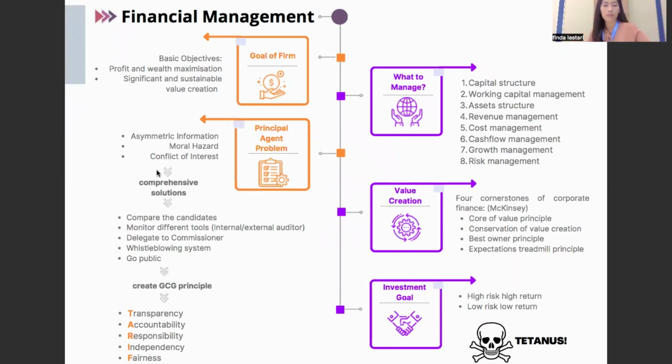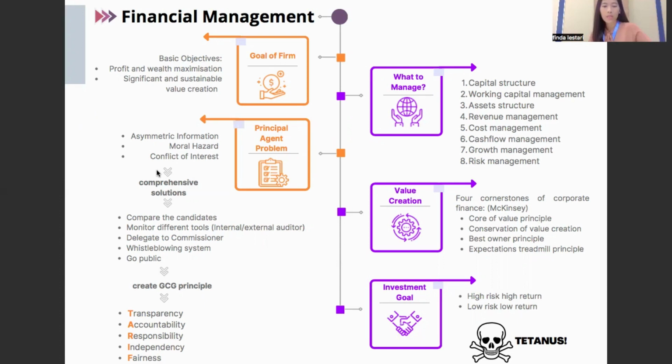Starting from the first topic, financial management, we learned that the goal of a firm is not only to take a profit, but also significant and sustainable value creation. And then, how to manage the corporation? There are 8 points here. First, capital structure and working capital management, asset structure, revenue management, cost management, cash flow management, growth management, and also risk management. We have to manage all of these points.